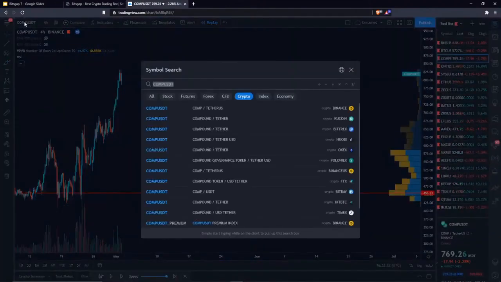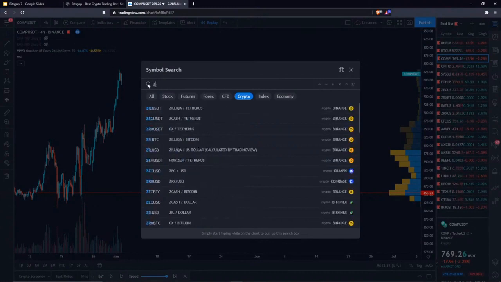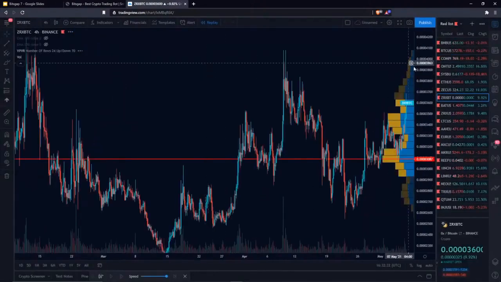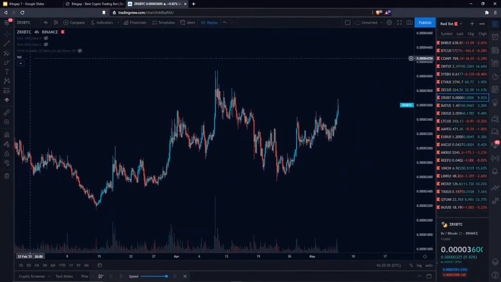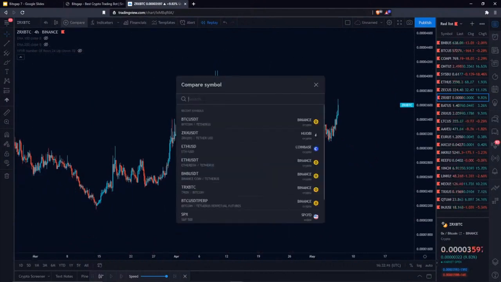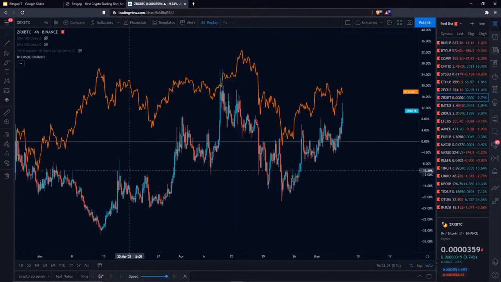So let's switch to 0x BTC. Where is that? 0x. Oh, come on, BTC. Yes, here we go. Let's close this one. And now let's actually get rid of the volume as well. And let's switch to compare mode. So as we generate returns in Bitcoin, we are interested in the value of Bitcoin as well. So let's use USDT from Binance.